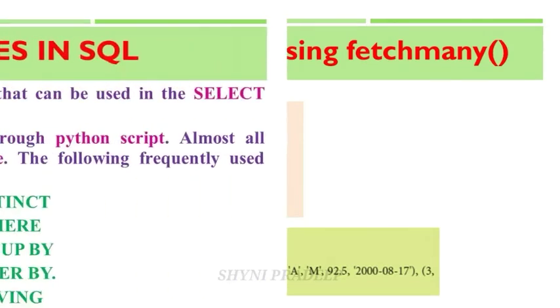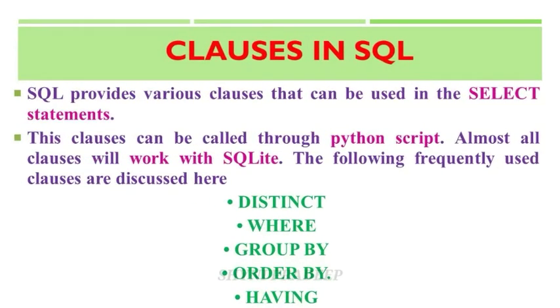Next topic is clauses in SQL. SQL provides various clauses that can be used in select statements. These clauses can be called through a Python script. Almost all clauses will work with SQLite. The frequently used clauses are distinct, where, group by, order by, having. Let us discuss them one by one.